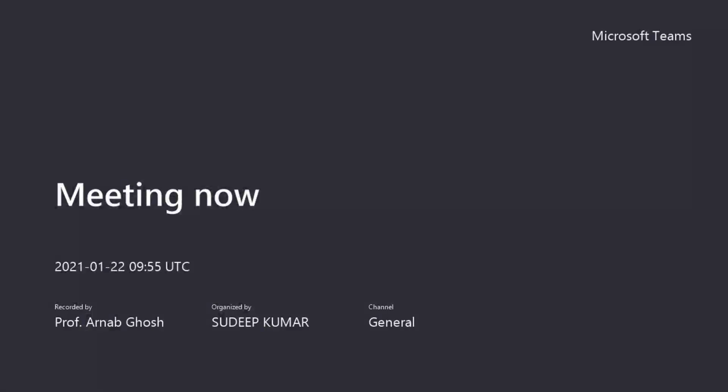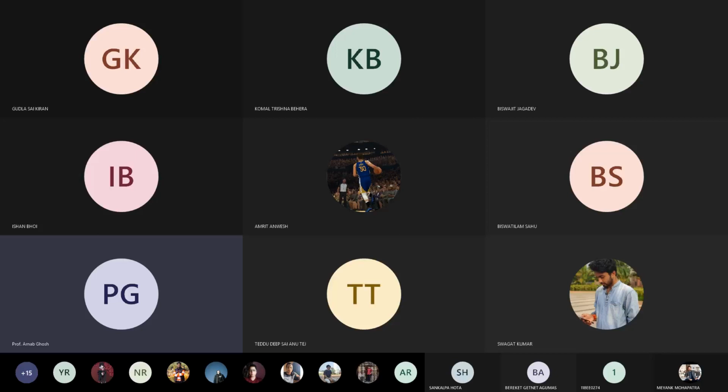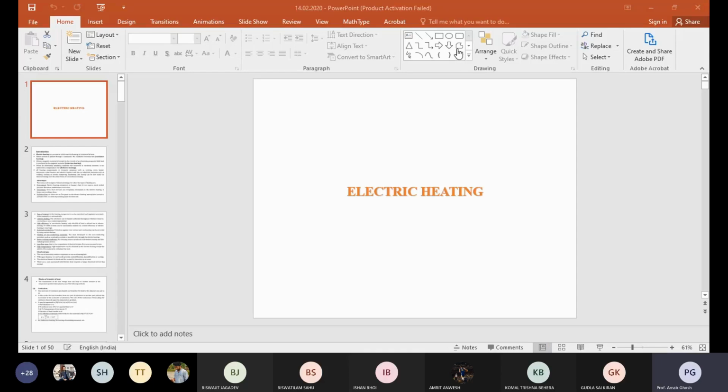Discussed about electric heating. Okay, so I have already completed that first module, that means electric traction. After that, the most important part is electric heating and welding. First we'll discuss electric heating. Before starting, what is the basic motivation for this chapter? We need to know first why electrical heating is important.